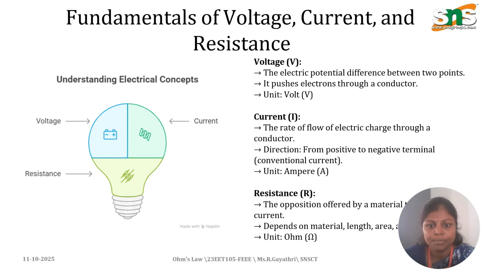Coming to resistance, it opposes the flow of current in a particular electrical circuit or closed loop circuit. Depending upon the material, the resistivity, length and area change for the closed loop material. The unit for resistance is ohm.